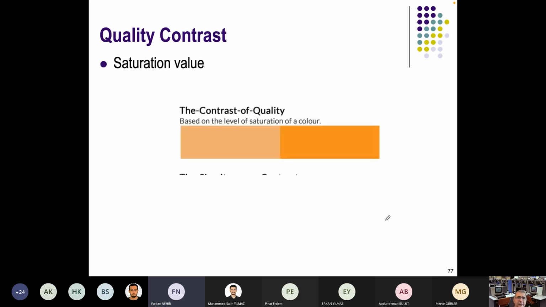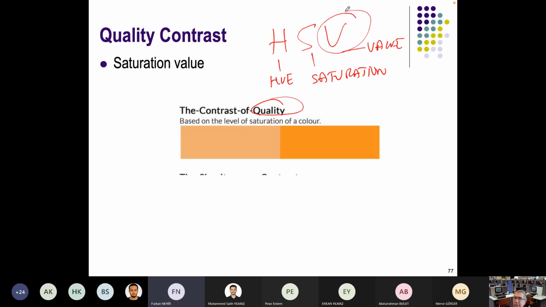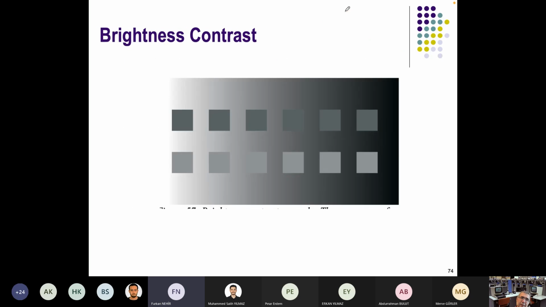Quality contrast is done by the HSV model: hue, saturation, and value. With the value, you have brightness contrast. That is when value changes.